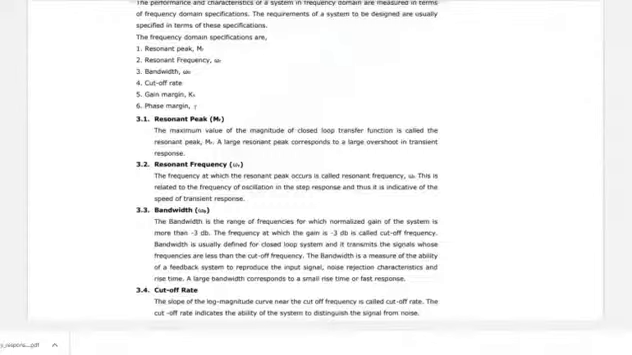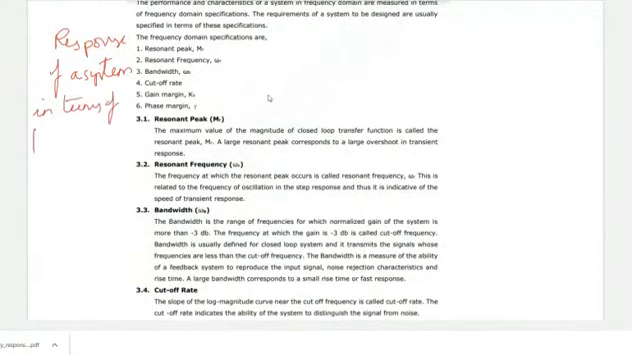Response is nothing but the response of a system in terms of frequency omega for a sinusoidal input. Okay. So your response, your transfer function, everything will be in terms of frequency here. Okay, that's why the name is frequency.